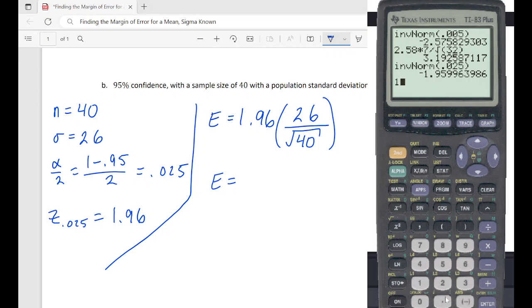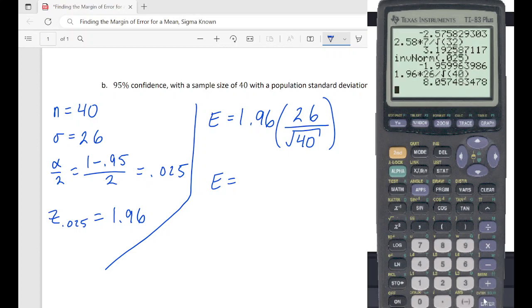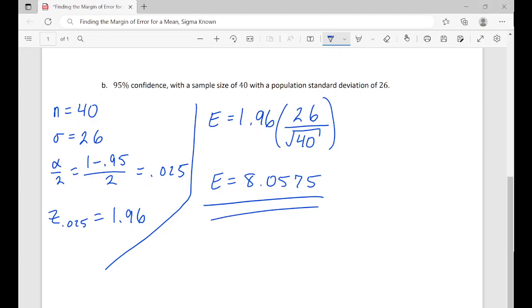So 1.96 times 26 divided by the square root of 40. And hit enter. And I'm going to get 8.0575. I'm going to go to 5 decimal places, so 0575. So that would be my margin of error for this information here.